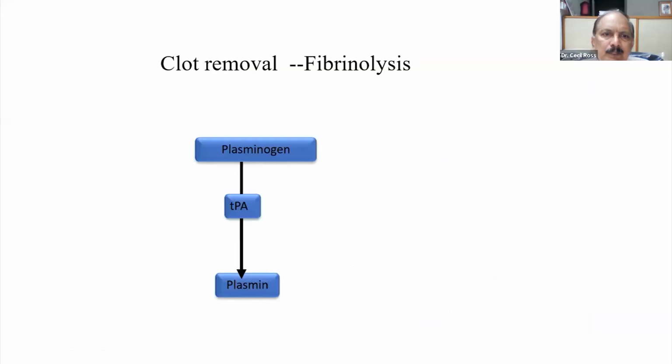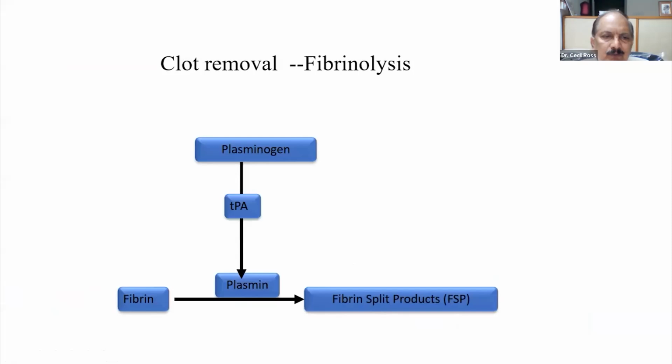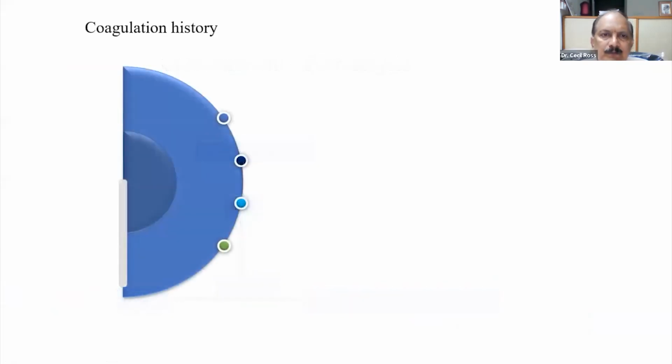Then, once the clot is formed, when there is a vessel wall injury, there is plasminogen that is normally secreted in the body, and tissue plasminogen activator forms plasmin, and the plasmin converts fibrin to fibrin split products and dissolves the clot. So this is normally what happens in normal hemostasis.